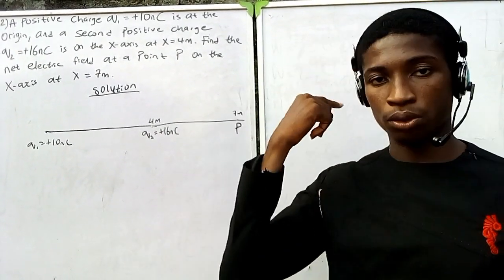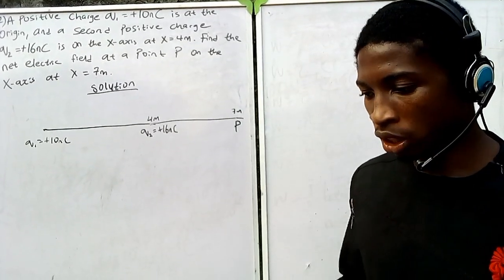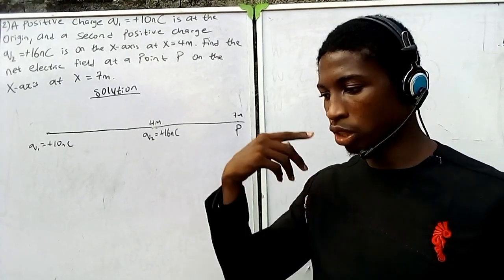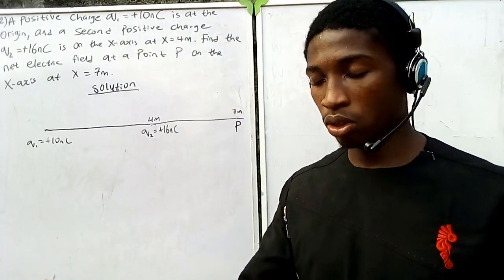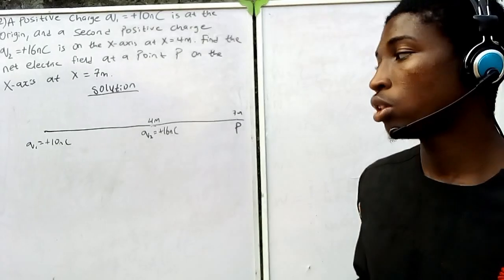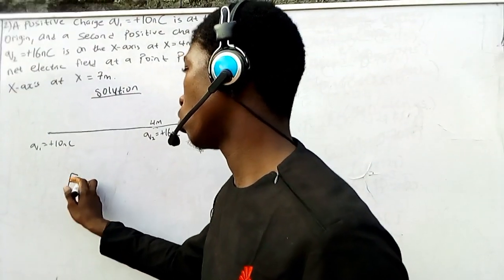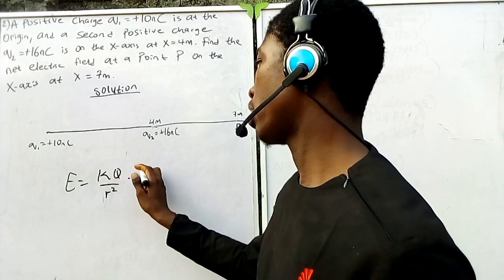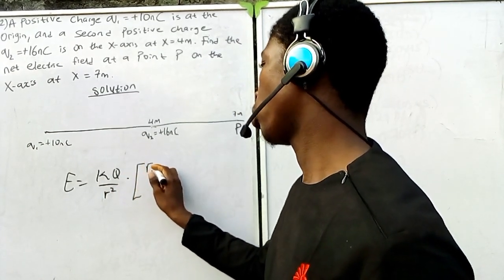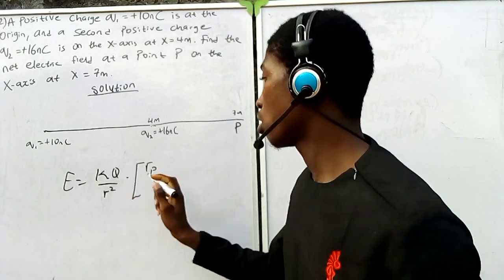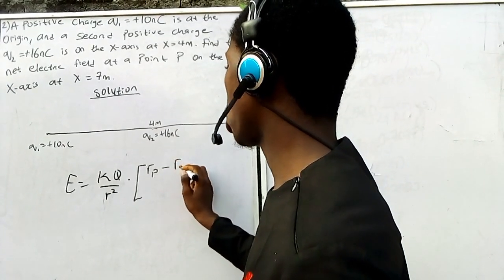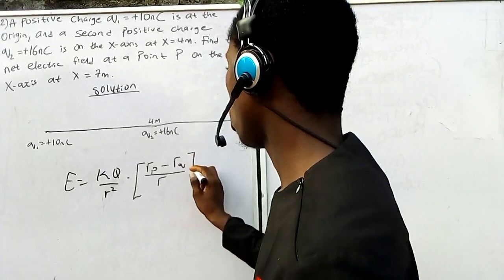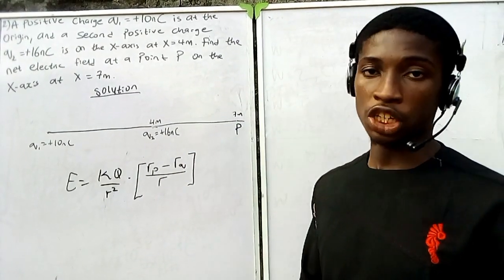Now, from the former video, if you remember, an equation states that the electric field felt by a point P on an axis, by a charge, is given by electric field equals K Q over R squared, multiplied by the position of where the point P is minus the position of where the charge Q is, all divided by the resultant distance between the point P and the charge Q.